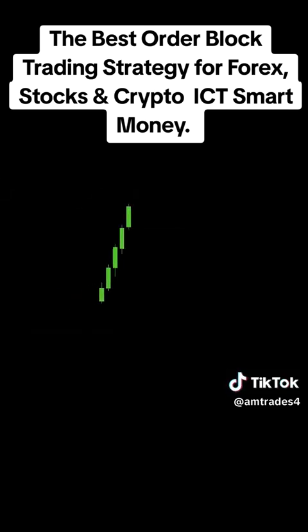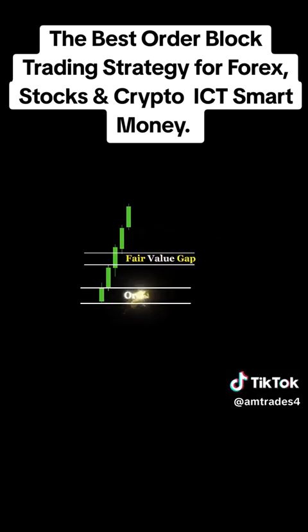We often see this imbalance through what's called a fair value gap. That's when price moves so quickly in one direction that it leaves unfilled orders behind, essentially creating a vacuum in the chart. The market often comes back later to fill that gap and rebalance.